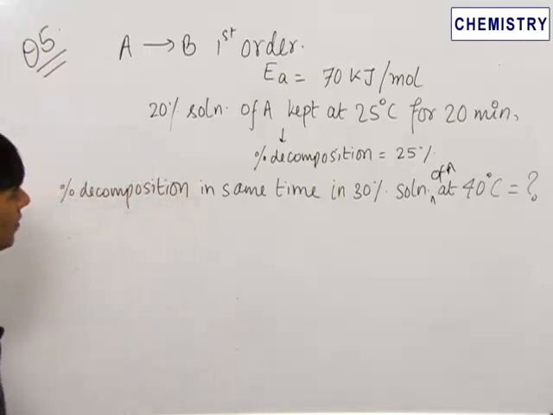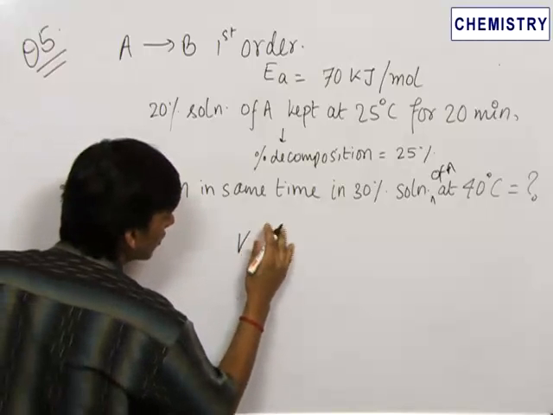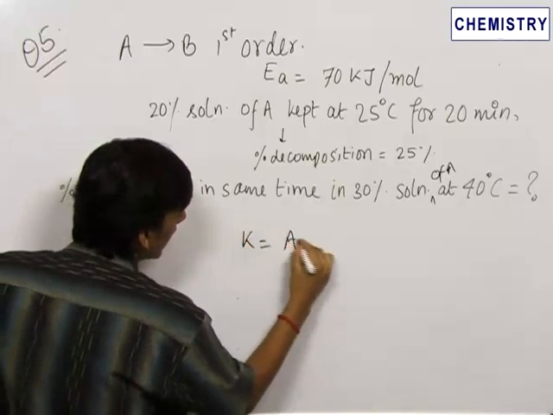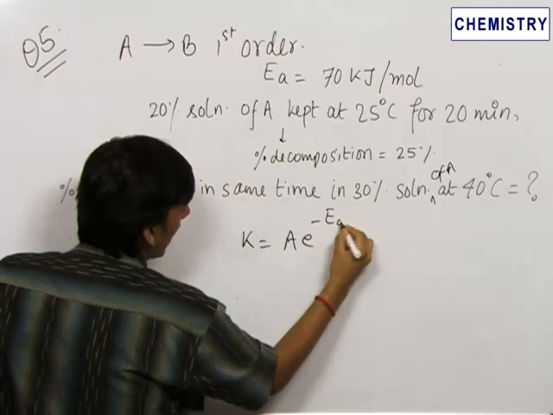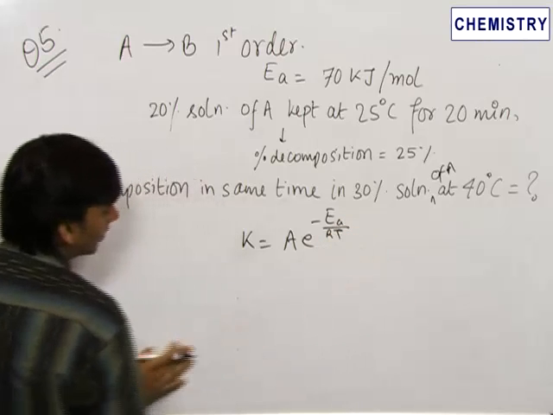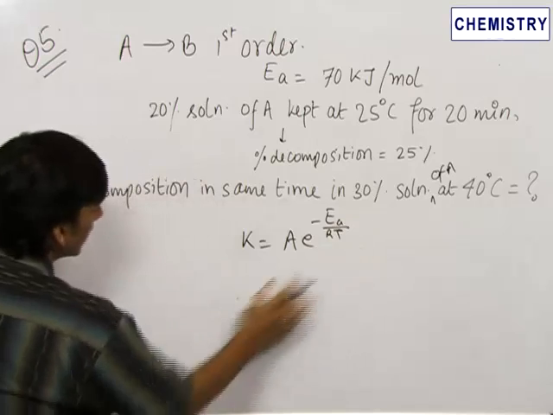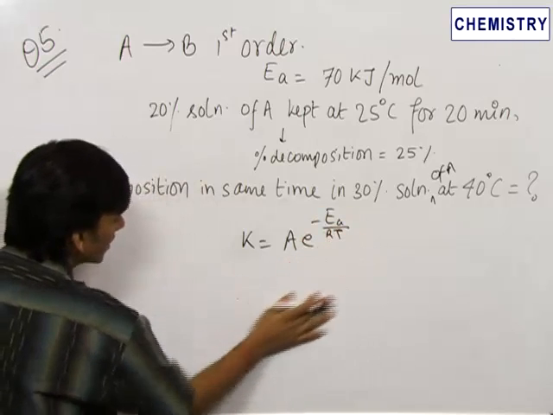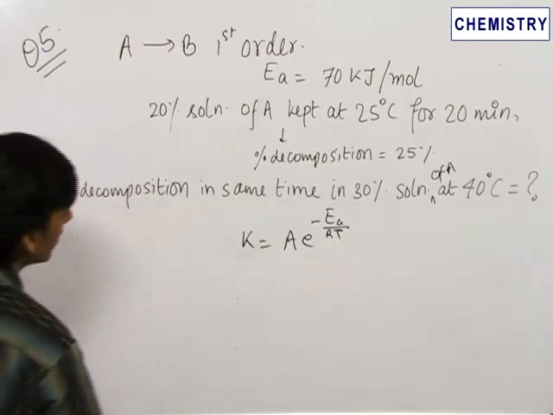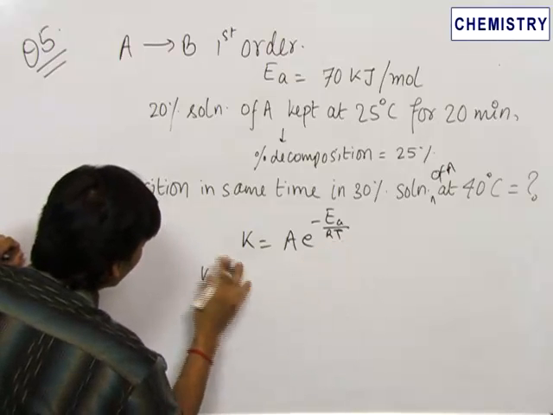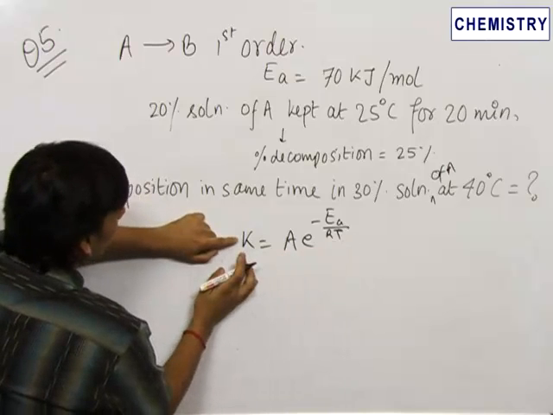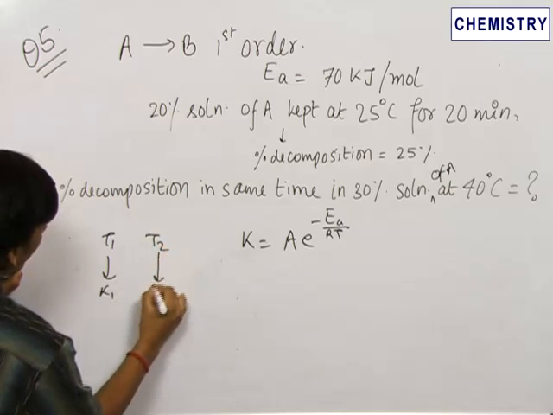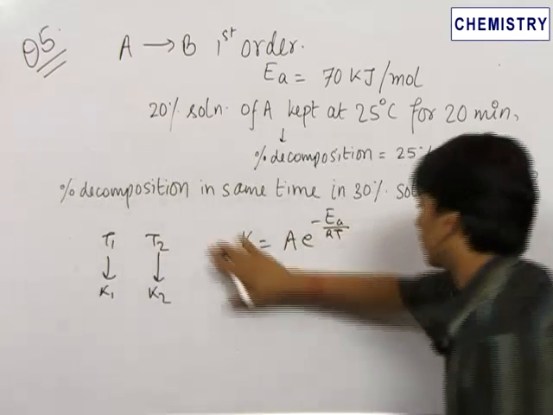So for solving this question, you must first remember the Arrhenius equation, that is K is equal to A e raised to minus activation energy upon RT. Here K is the rate constant, EA is the activation energy, T is the temperature, and R is the universal gas constant. Now we know that for two temperatures there will be two different values of K. Let them be K1 at T1 and K2 at temperature T2.